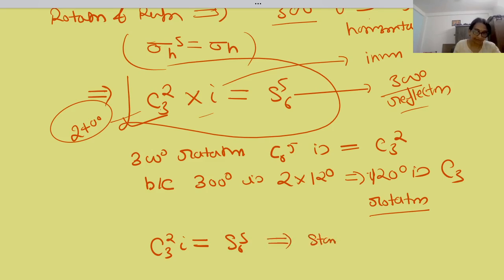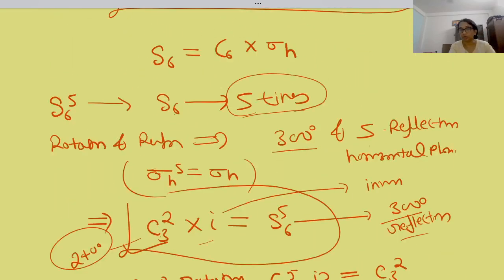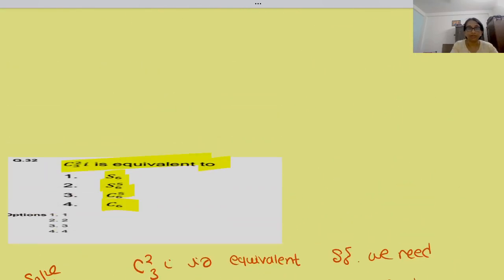This is a standard identity used in character tables and point group analysis to simplify operations in molecules with high symmetry, like octahedral complexes. The given options match completely with our concept and solution. The right option is S6^5, the second option, so option number 2 is the right answer.